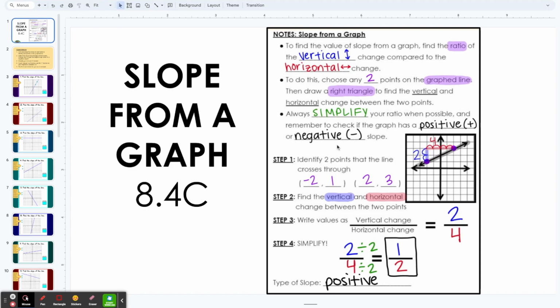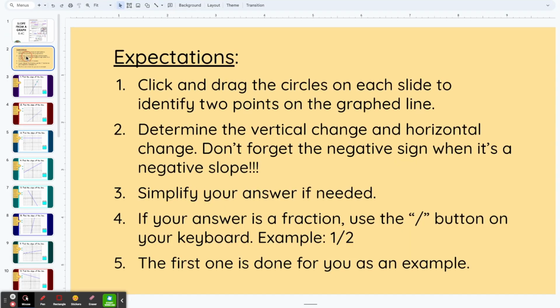So it's 2 over 4, and then you simplify your answer. Now notice that this graph is positive, so it'd be a positive 2 over 4, and that simplifies to 1/2. That's what we did yesterday, okay? Keep that in mind as we continue today's learning.